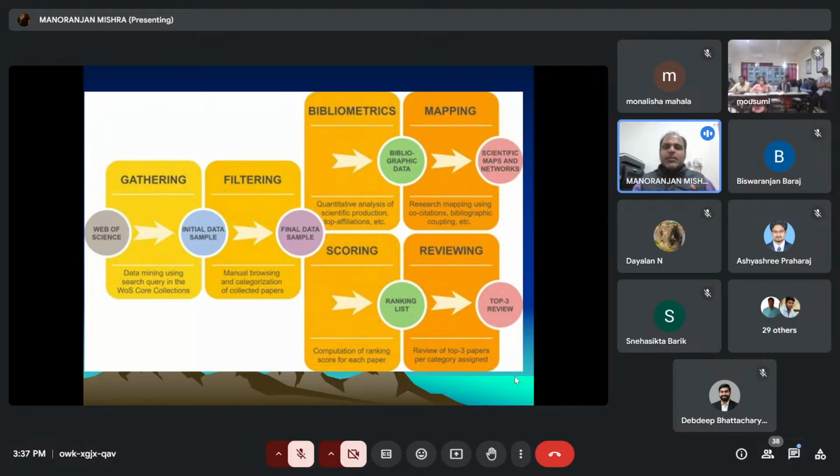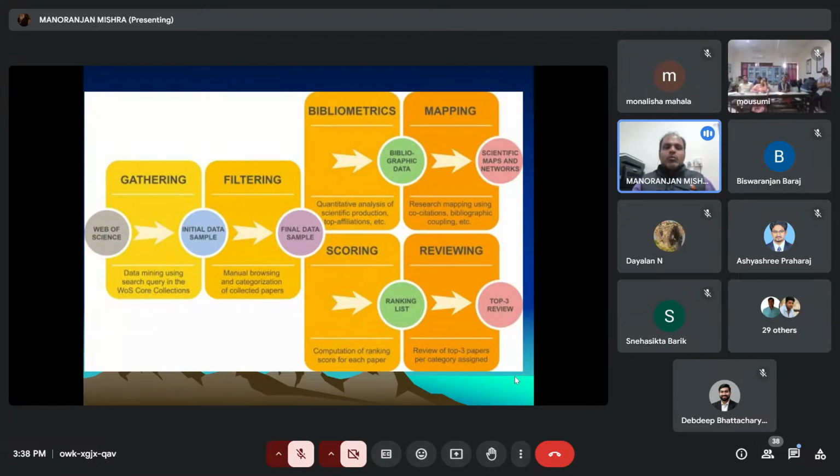Then what you do, you go for bibliographic data. That is the quantitative analysis of scientific productions of publications. Then you go for scientific maps and network. That is research mapping using co-citations, bibliographic coupling. Then scoring, that is the computing of ranking score for each paper. Then reviewing, like review of top 3 papers per category assigned. So these are things which you can do in the literature review journey.